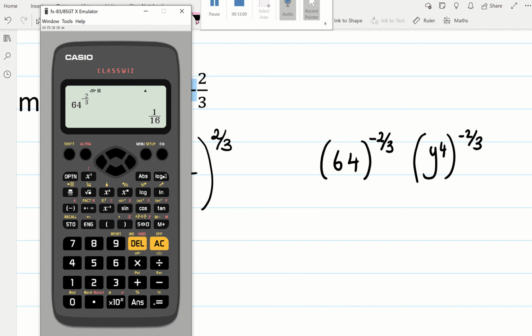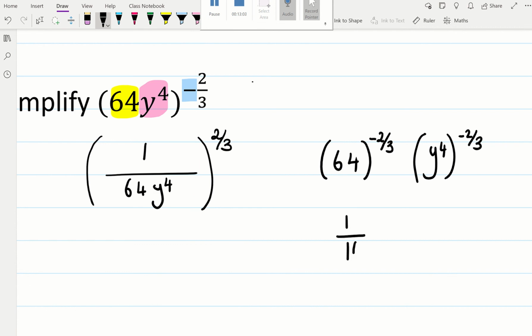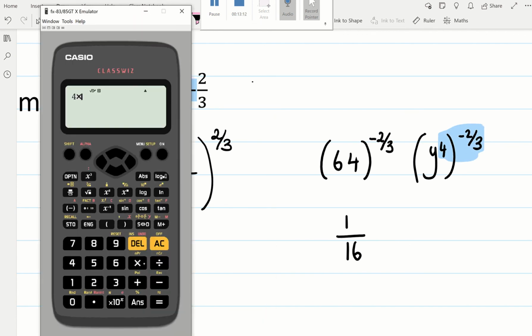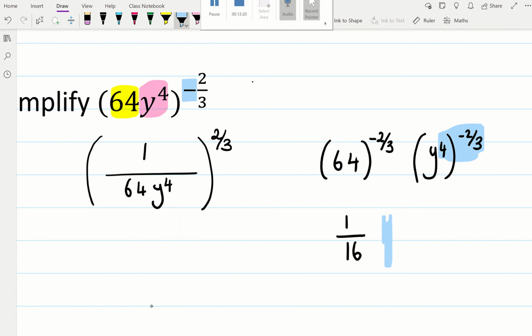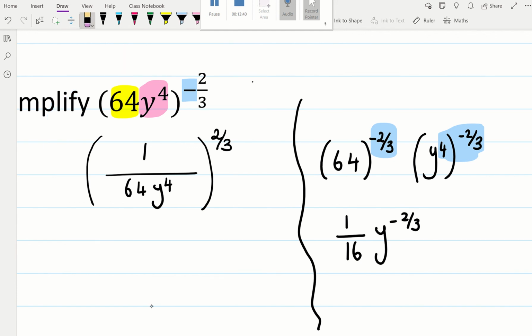1/16. So it turns it into a fraction. And then you can multiply those together 4 times. So 4 times negative 2/3. So it gives you, I'm going to write y to the power of negative 2/3. So that's one way of doing it, if you want to apply exactly what we were doing before. It gives you 2 separate parts. This method here is going to give you 1 fraction.